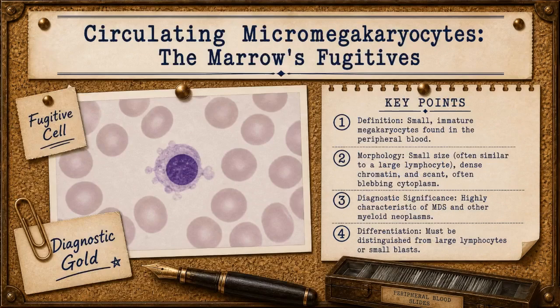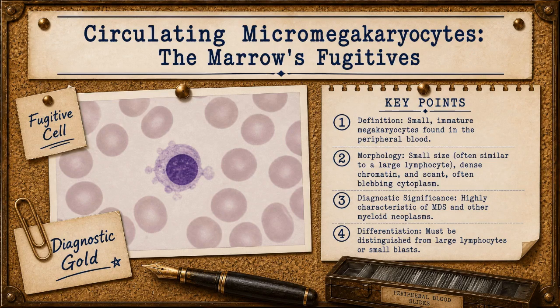Alright, histotechs, let's shine a spotlight on a particularly interesting and diagnostically significant feature of dysmegakaryopoiesis, circulating micromegakaryocytes. These are truly unique cells that, when you spot them, should immediately raise your suspicion for MDS. By definition, circulating micromegakaryocytes are small, immature megakaryocytes or megakaryoblasts found in the peripheral blood. Now, this is highly abnormal. Normal, mature megakaryocytes are the largest cells in the bone marrow, and they stay there, releasing platelets into the circulation. Their appearance in the peripheral blood signifies a severe disruption in megakaryopoiesis.